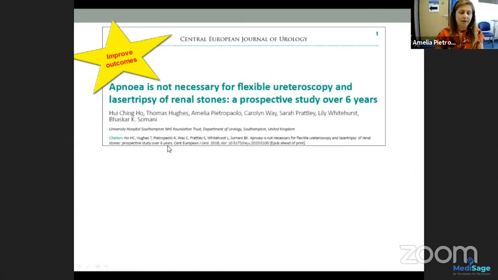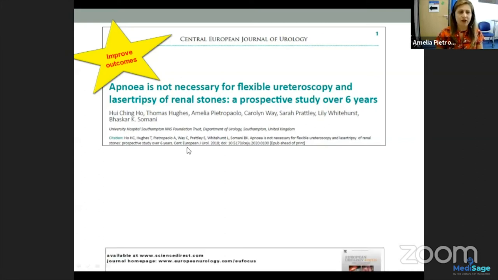Always to improve patient outcomes, we've tried to reduce our hospital stay, which creates more beds for acute emergencies, but also decreases the costs. And we found that not using apnea during ureteroscopies could guarantee better outcomes for the patient without chest complications, but also the patient didn't need to stay overnight, and we had a higher rate of day cases.